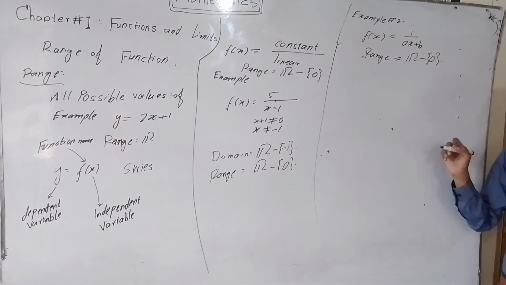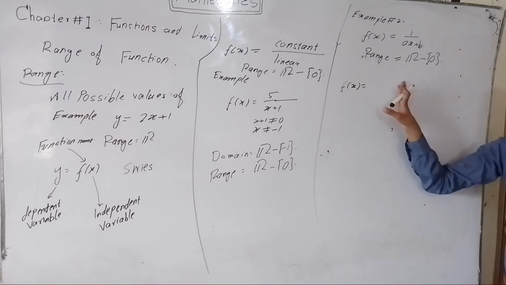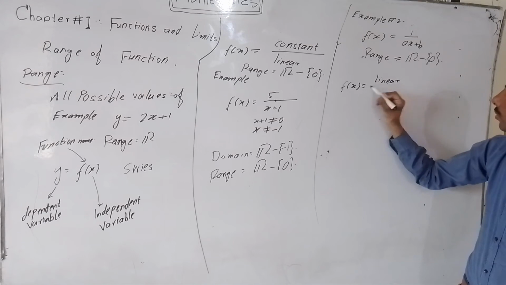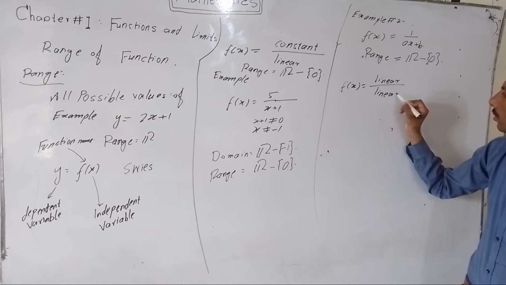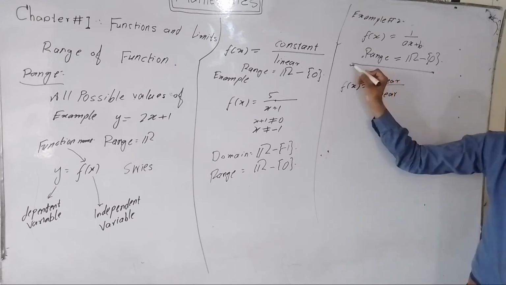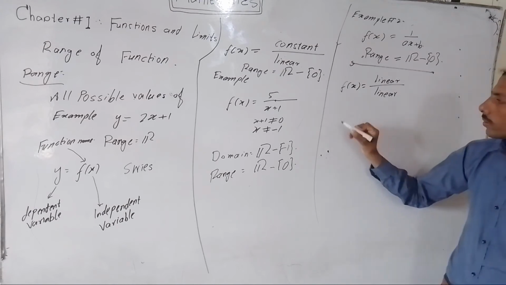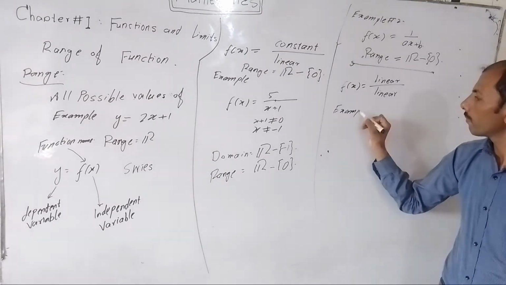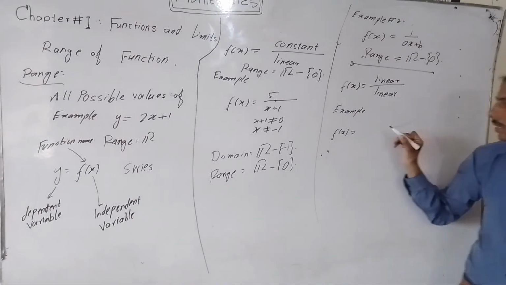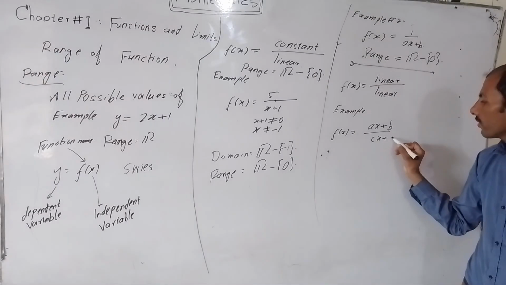Next, f of x is equal to linear over linear. F of x is equal to linear over linear function, that is, for example, f of x is equal to linear, meaning ax plus b, divided by cx plus d.